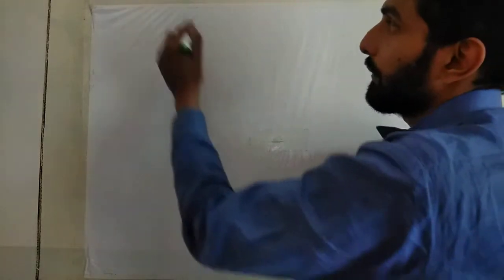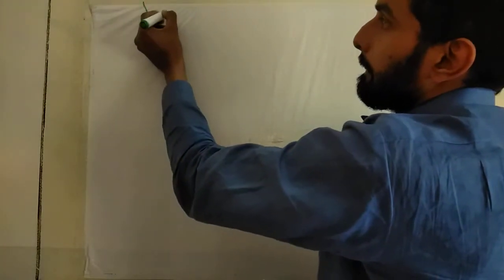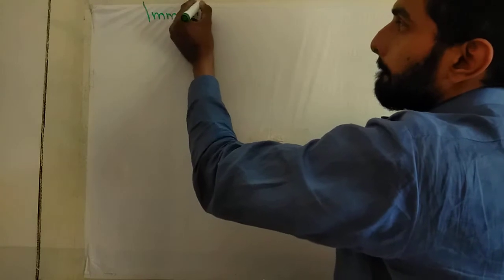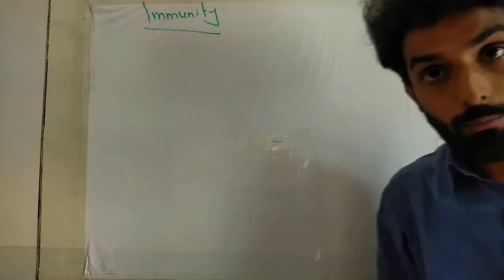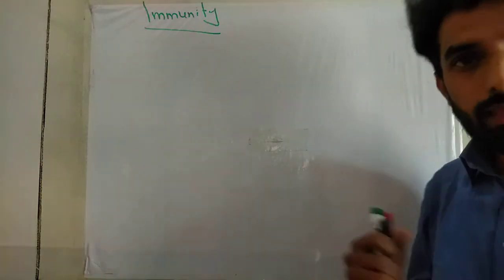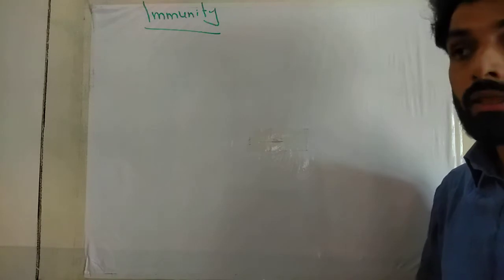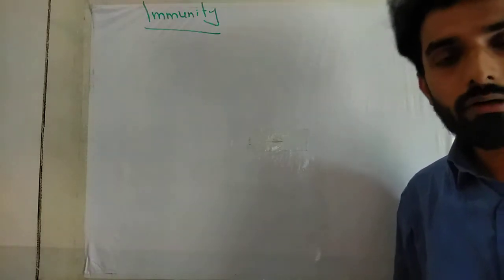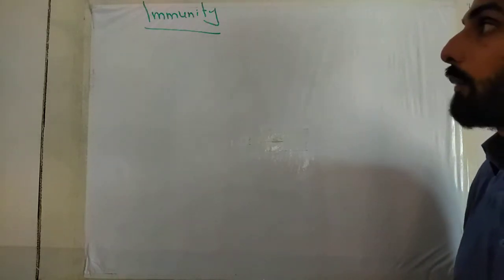Hello friends, in the previous video we were talking about immunology, and we have talked about the innate and acquired immunity. What is the cellular difference between innate and acquired immunity? What are the types of acquired or adaptive immunity?